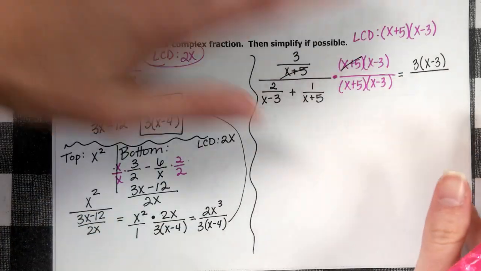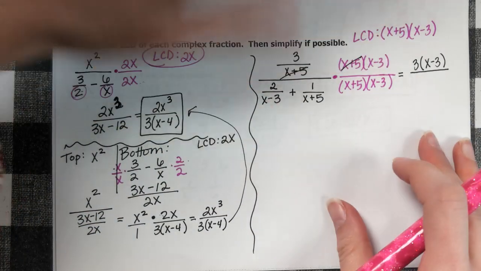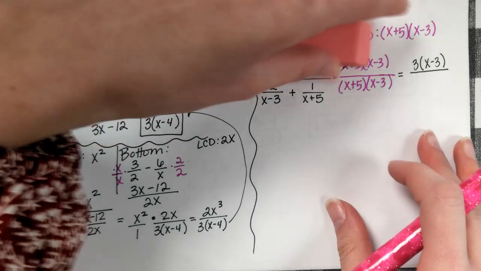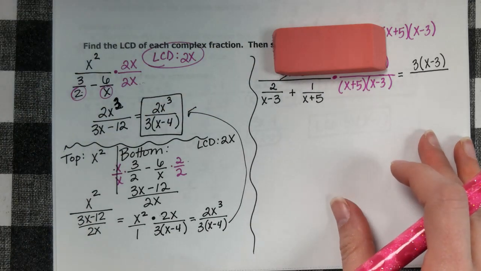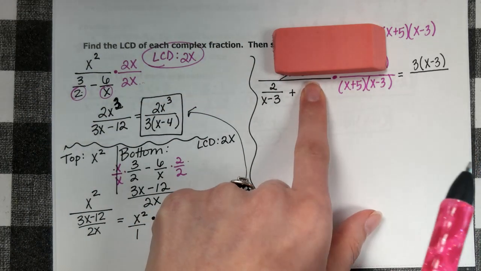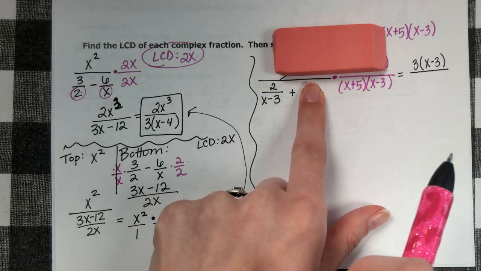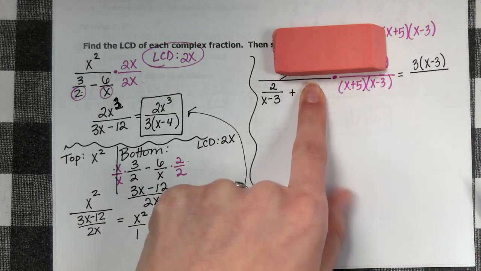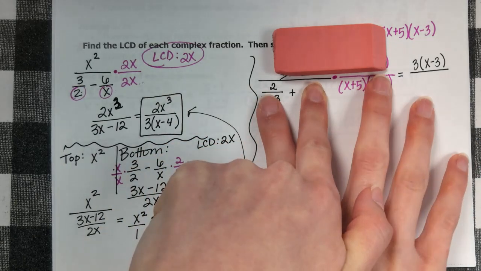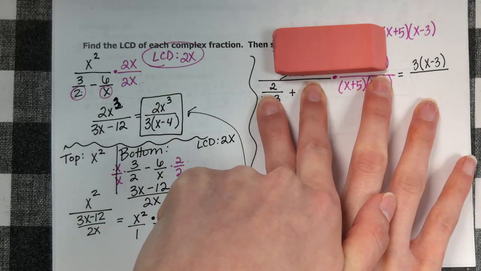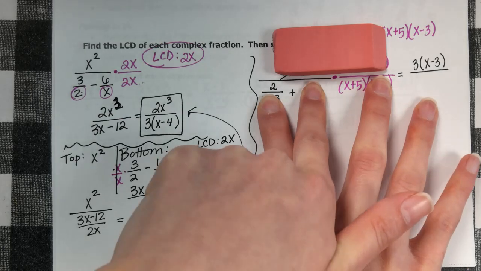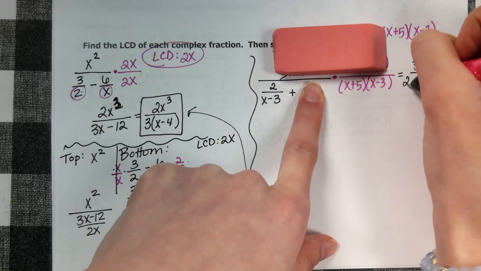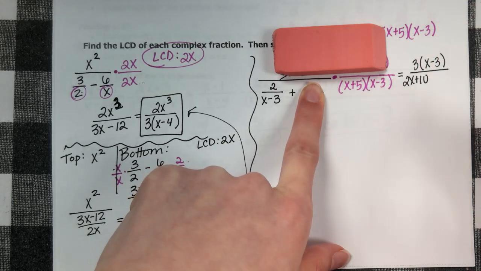Okay. Now, to cover up, I don't have enough. Look, I'm going to cover it up with an eraser. There we go. All right. I'm looking at just my first fraction. X minus 3 cancels. Y'all see that? If that cancels, what am I left with? 2 times x plus 5. So I'm going to have 2x plus 10.